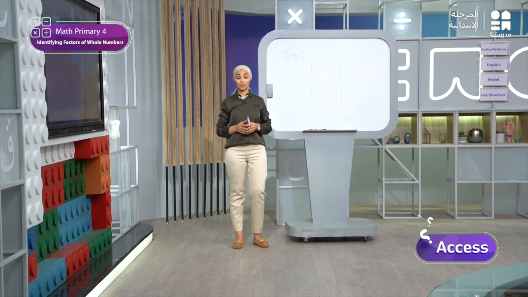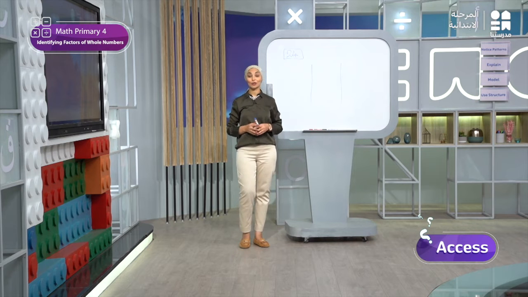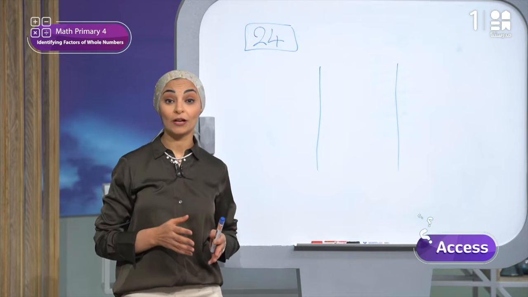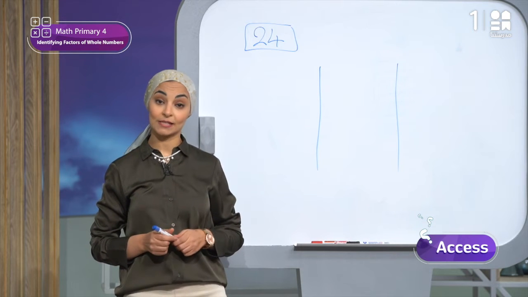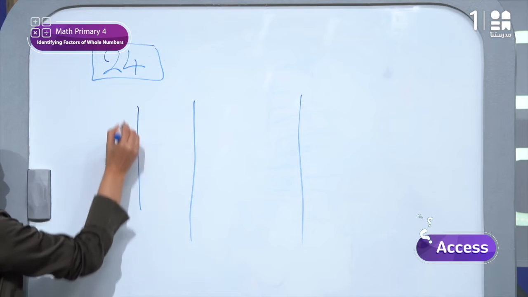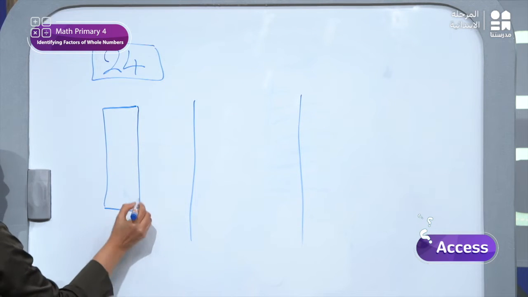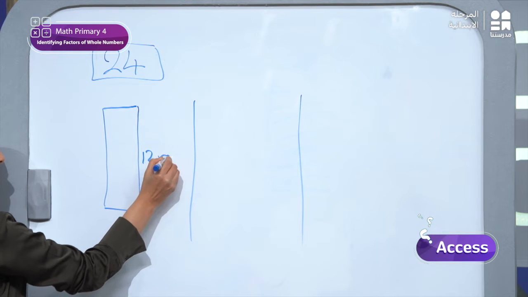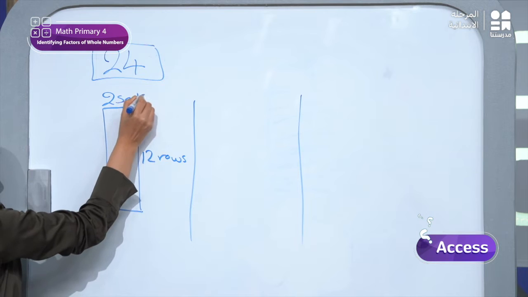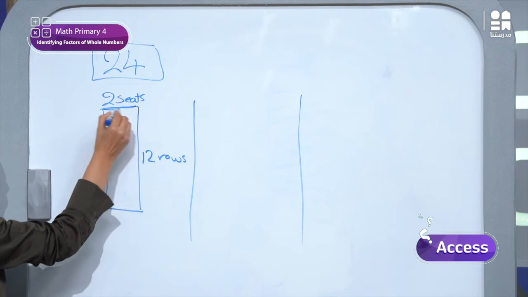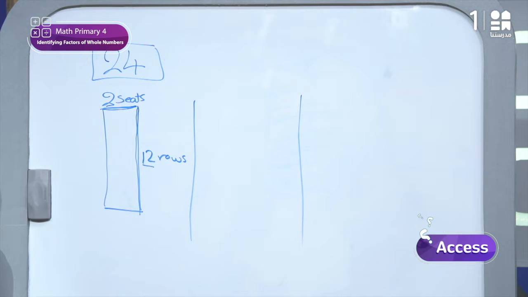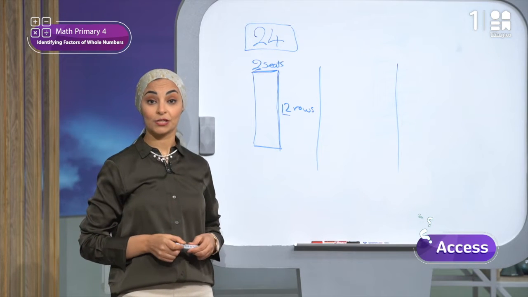When I asked my students in my class, لما رحت سألت الستودنتس بتوعي في الكلاس بتاعي، حد فيهم قال لي that he can arrange them into 12 rows, each one has 2 seats. تعالوا كده نرسمه in a rectangle. Here I have 12 rows, each one has 2 seats. Okay. طيب يبقى أنا عندي 2 columns and 12 rows. 12 times 2 gives me 24, so this is one of the right answers.